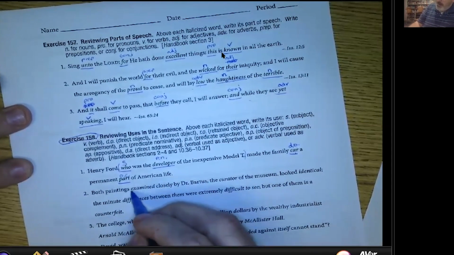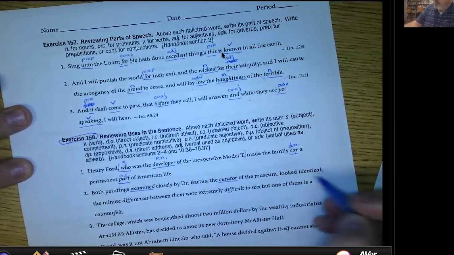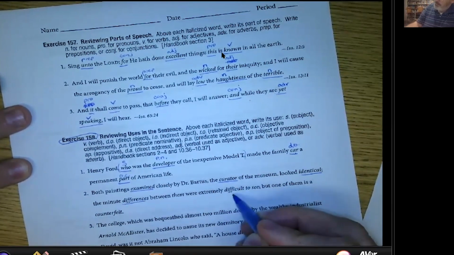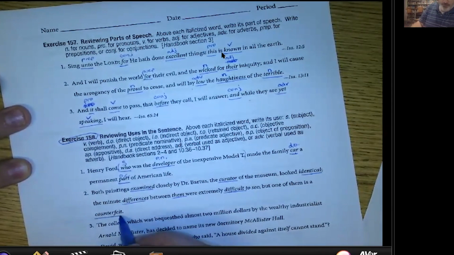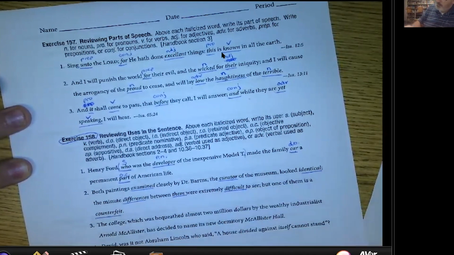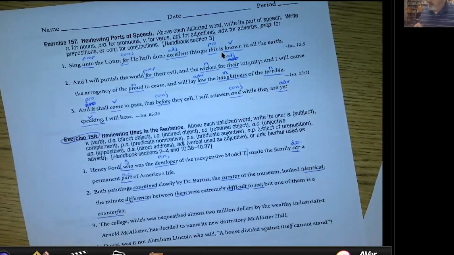Both paintings examined closely by Dr. Bardis, the curator of the museum, looked identical. The minute differences between them were extremely difficult to see, but one of them is counterfeit. Gosh, there's a lot. Let's see, 1, 2, 3, 4, 5, 6, 7, 8. Oh, I'm missing one. Where's the other? Oh, C. That's difficult to see that is italicized. Okay.